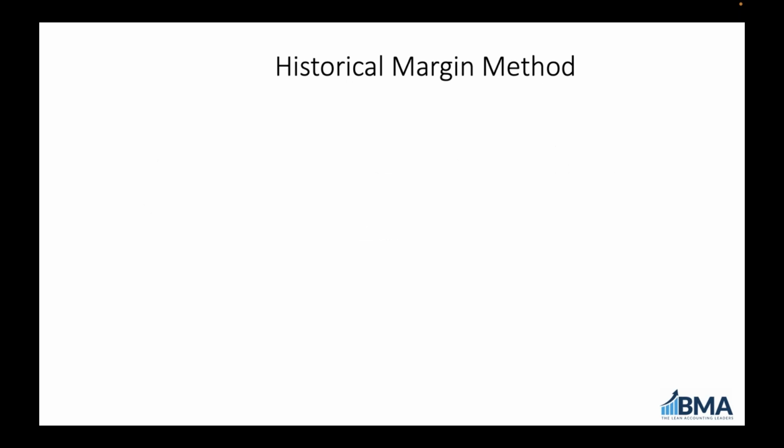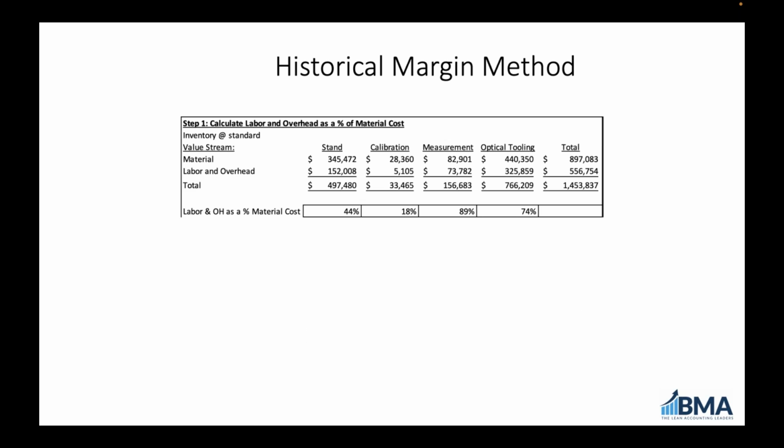The historical margin exercise. Again, this may be useful in certain companies that have maybe multiple value streams with very different products flowing through those value streams. So, excuse me, step number one, and this is in standard costing, calculate your labor and overhead as a percentage of material cost.